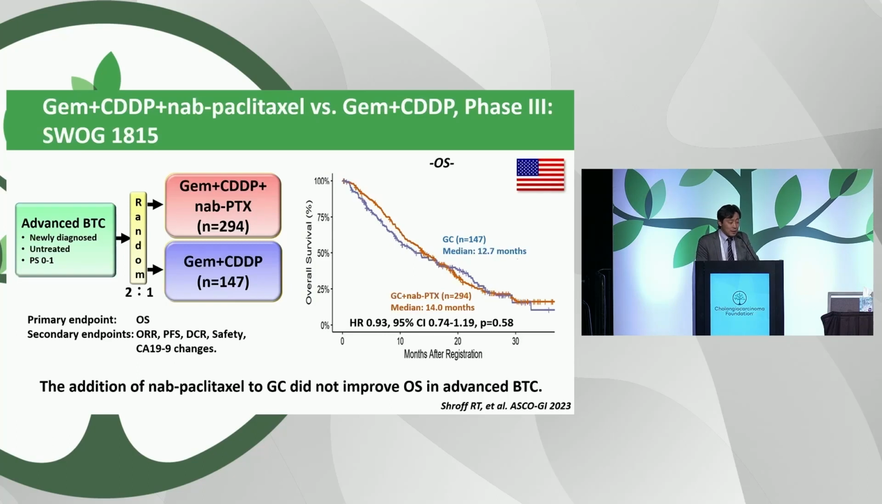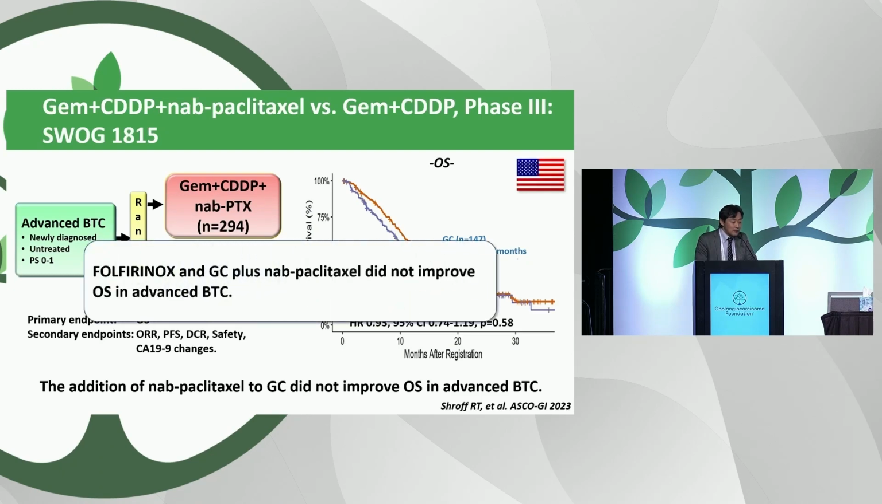Next one is the SWOG 1815 trial. This is a phase 3 trial of GEM-CIS plus nab-paclitaxel versus GEM-CIS. The primary endpoint, overall survival, was quite similar between both arms. So addition of nab-paclitaxel to GEM-CIS did not improve overall survival. So these FOLFIRINOX and GEM-CIS plus nab-paclitaxel trials were negative.